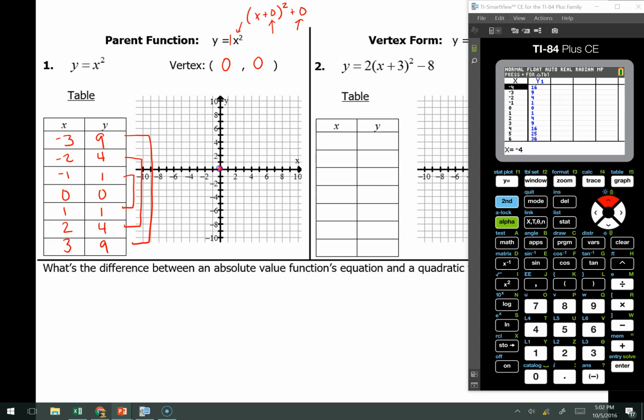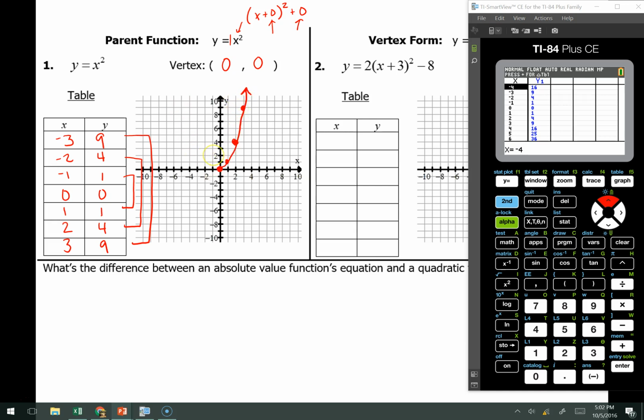So if I plot my vertex 0, 0, and then I look at the right hand side of it, I have to plot 1, 1, 2, 4, and 3, 9. Now, when I draw this line here in a moment, notice that this is not a straight line like the absolute values were. It has this curve that's happening here. So it's going to look more like that than a straight line.